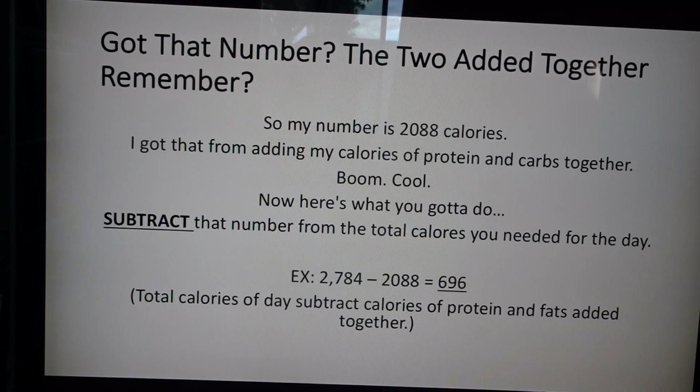Alright, now here's what you gotta do with that number. Subtract that number from the total calories you need for the day. Example, my total calories, and I know how I got that. I multiplied my body weight times 16 and I got 2,784. And I will subtract from that the calories of carbs and protein added together, which was 2,088. That's where I got that number from. Subtract them both and I get 696. Now that number right there, the 696, is the calories of fat.